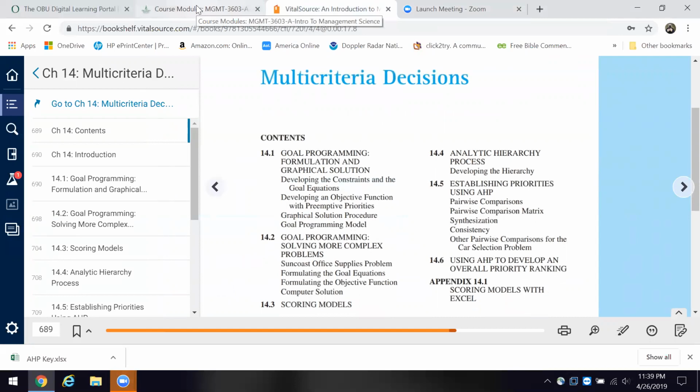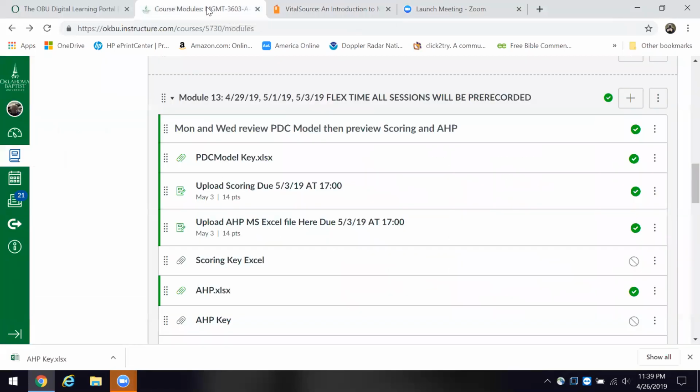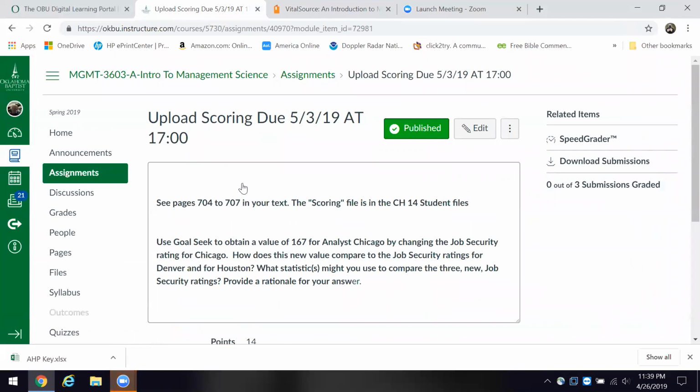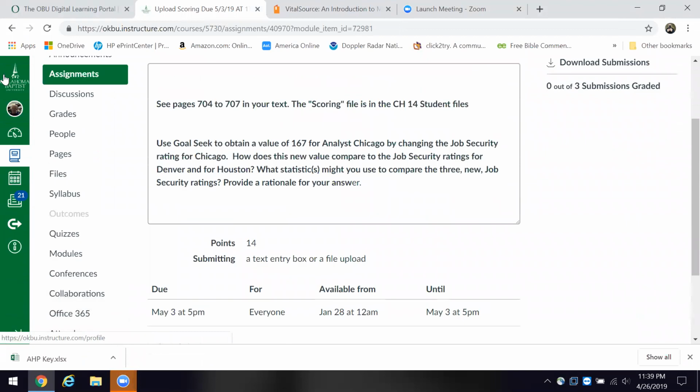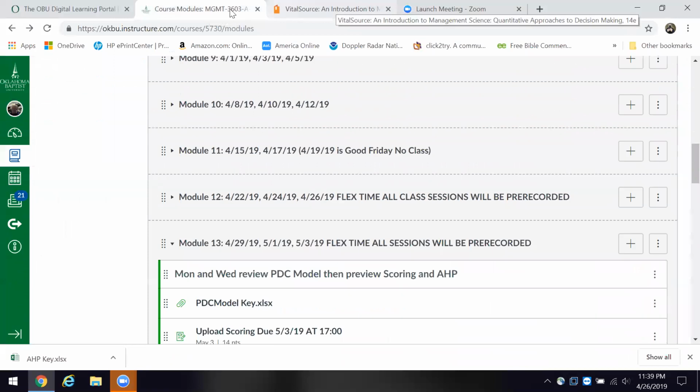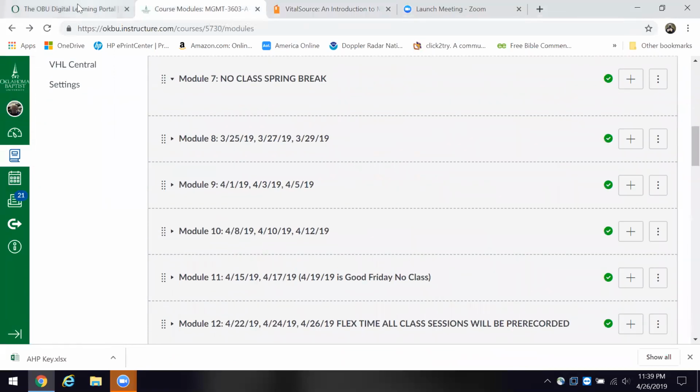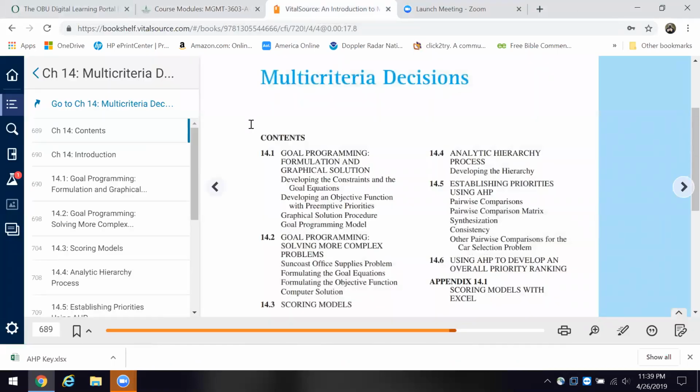And in fact, the AHP, pardon me, the scoring is in 704 to 707. So let's take a look at that for just a moment. I'll go back to the module. Okay. I'll go over there to chapter 14.